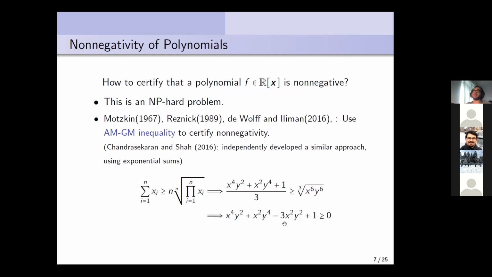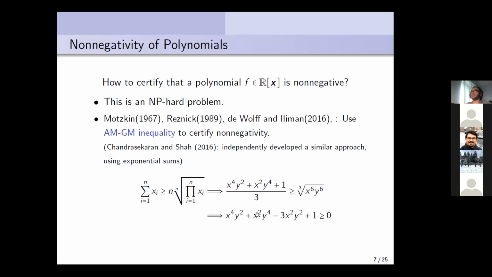I said sum of squares, but actually one can show that this polynomial cannot be written as a sum of squares at all. I'm not going to discuss this in general, but as a historical remark again, this polynomial is the first concrete example of a polynomial that is non-negative but not a sum of squares.